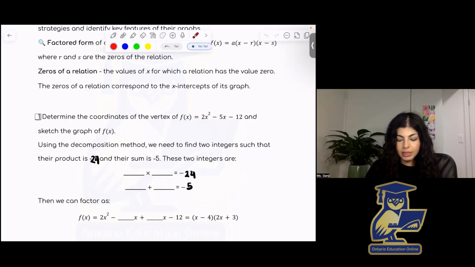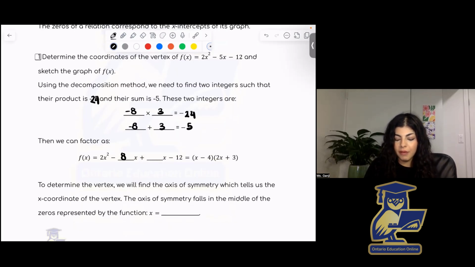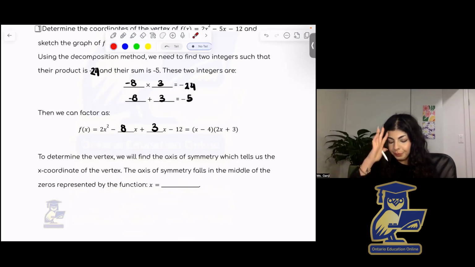So first, using the decomposition method, we want to find two integers whose product is negative 24 and whose sum is negative 5. So this will give us negative 8 times 3, and then we can also check negative 8 plus 3 is negative 5. So now we can write this as 2x squared minus 8x plus 3x, and we are going to use decomposition here and verify that your factored form will be equal to this.